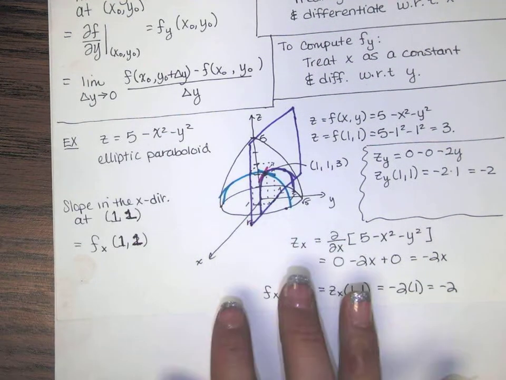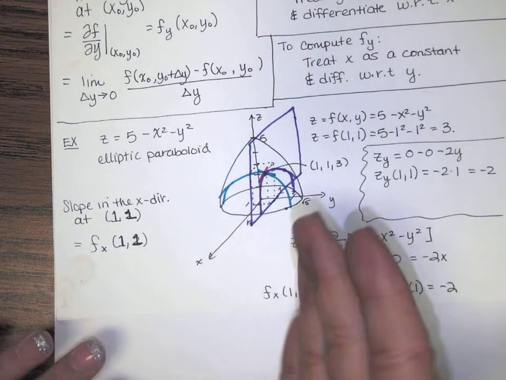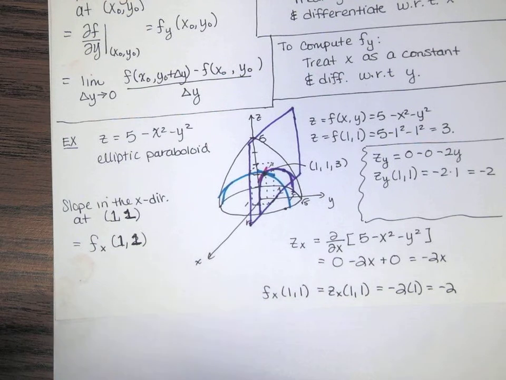Okay, so that's a very simple example, and I'm sorry that my picture wasn't better. I did the best I could. But I hope you get the idea. I'm taking a plane and I'm intersecting my surface with that plane, and then I'm looking at the curve that results from the intersection of that plane and the surface. Okay, so here's a more advanced example.